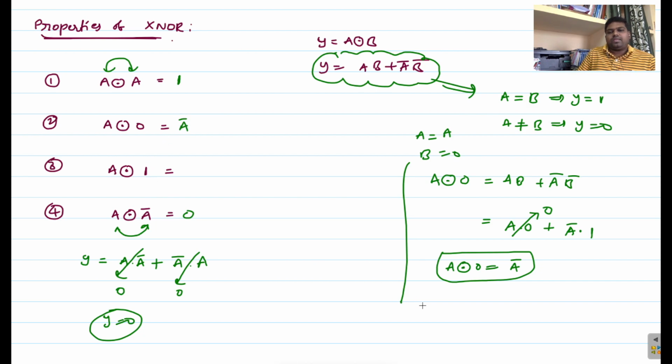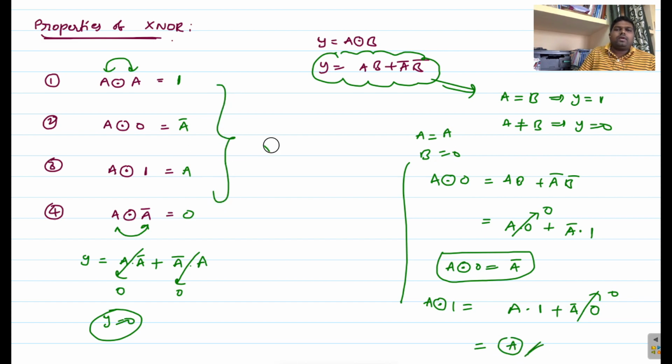In the same way you can perform A XNOR 1. In that case, A into 1 plus A bar into 0, then this will become 0, so you will get A. So you can substitute A here. So these are the properties of the XNOR logic, otherwise the XNOR gate.